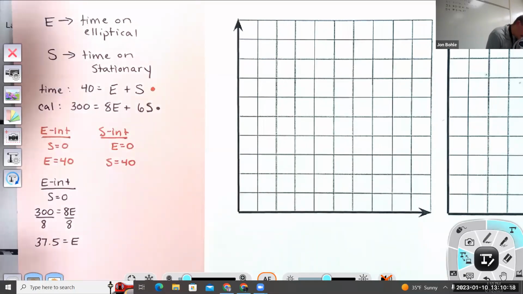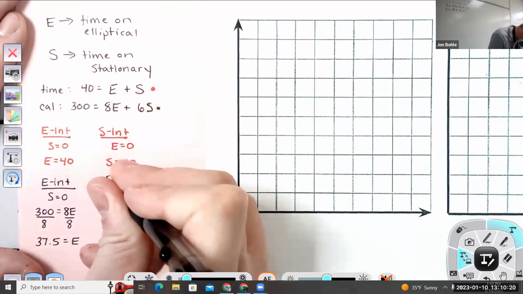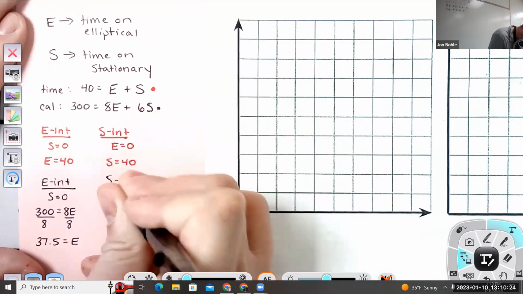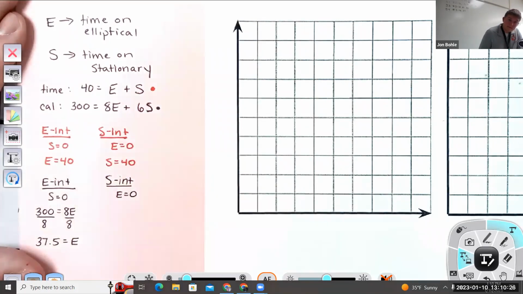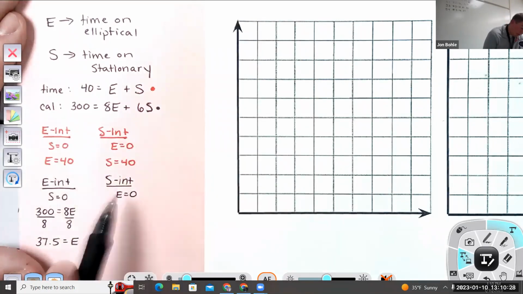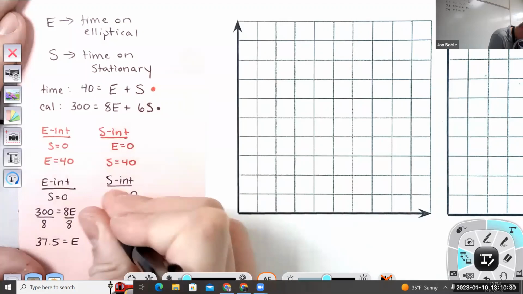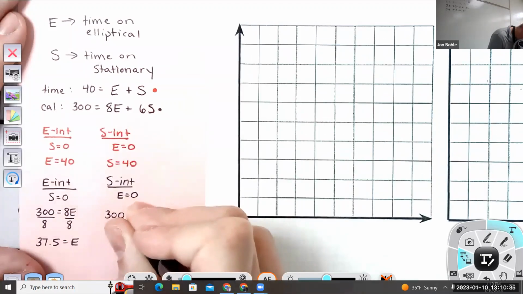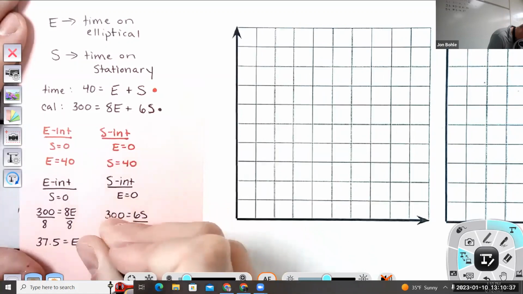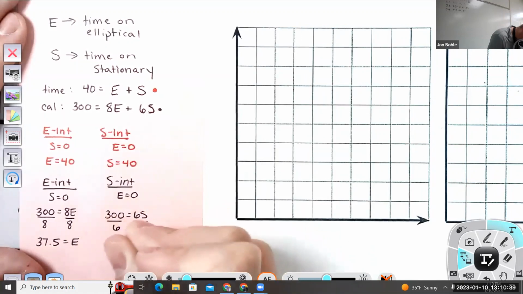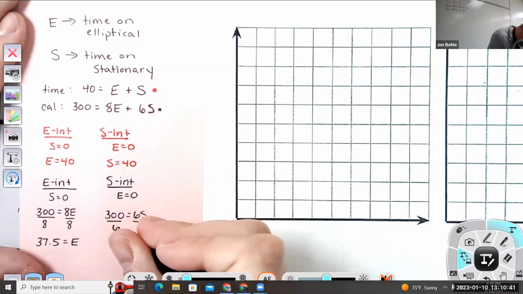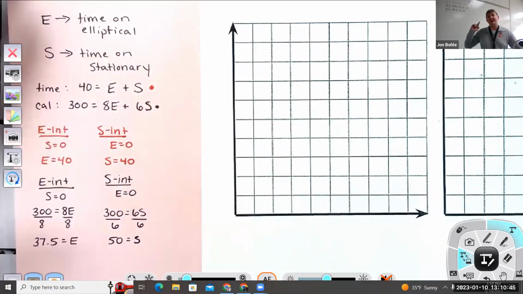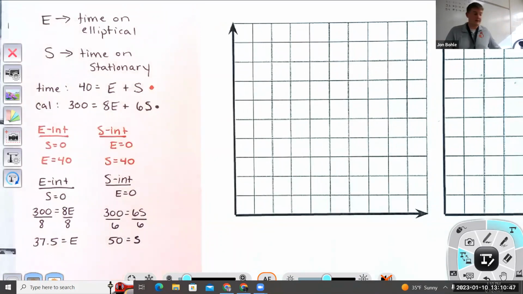Then I'm going to do the S-intercept, which means E would equal 0, which means the E would go away. I could probably show you a handful that are double or triple up that you will be doing one day. You just haven't had the privilege to do yet.